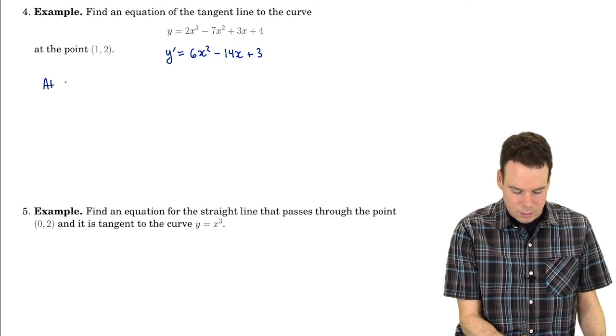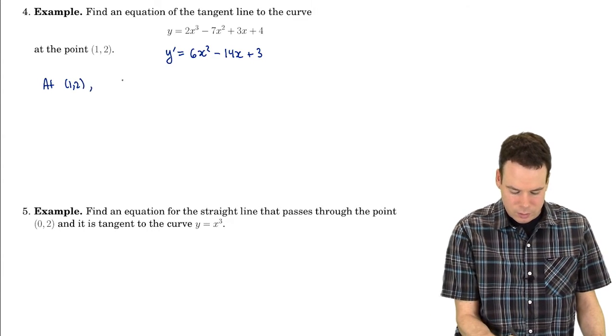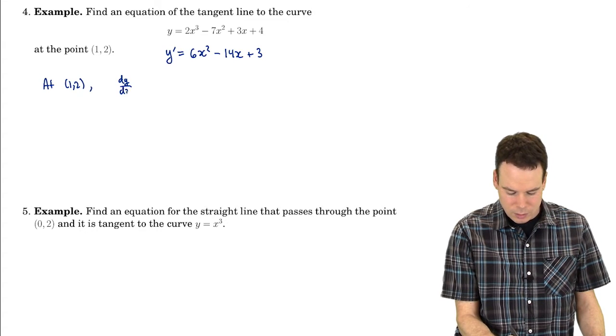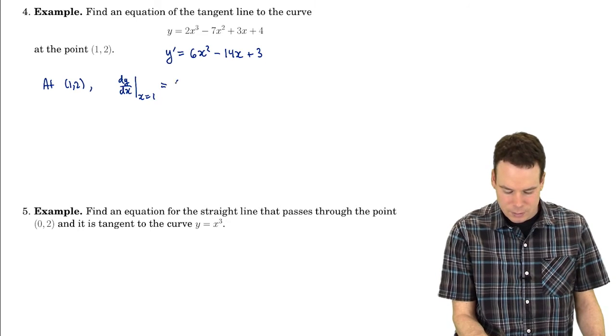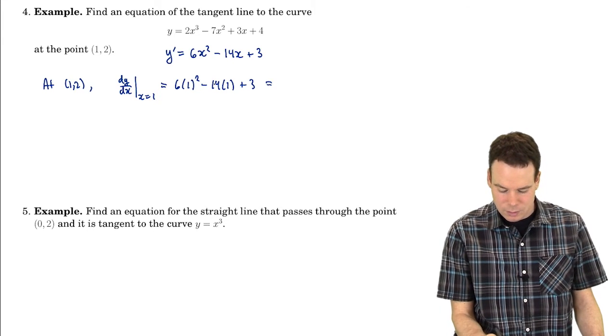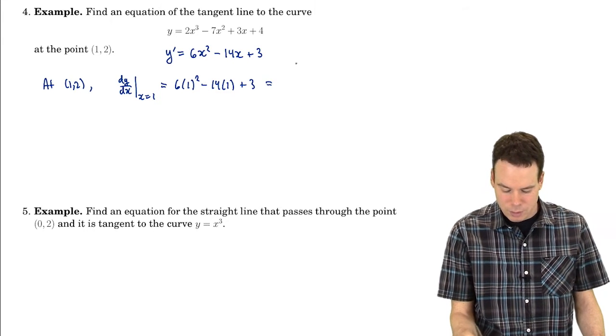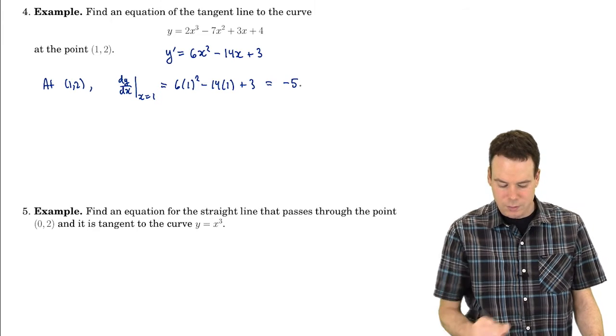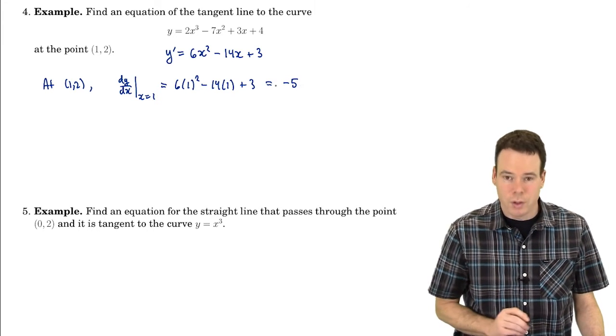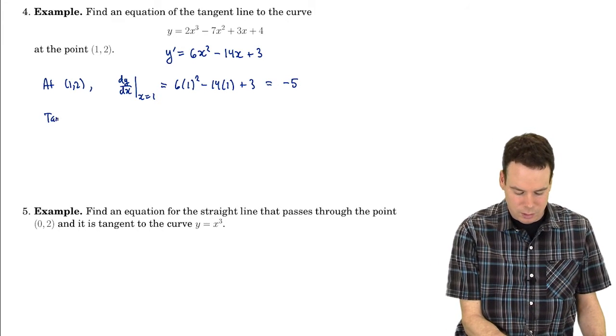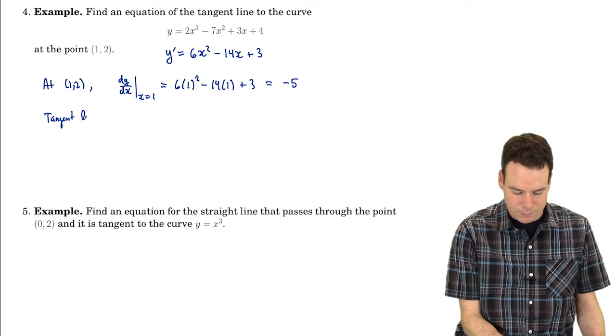So at the point 1, 2, what is the derivative? Well, dy by dx, when x is 1, is equal to 6 times 1 squared minus 14 times 1 plus 3. So that's 6 plus 3 is 9 minus 14, so that's negative 5. That's our derivative or our slope of the tangent line. So what is our tangent line then?